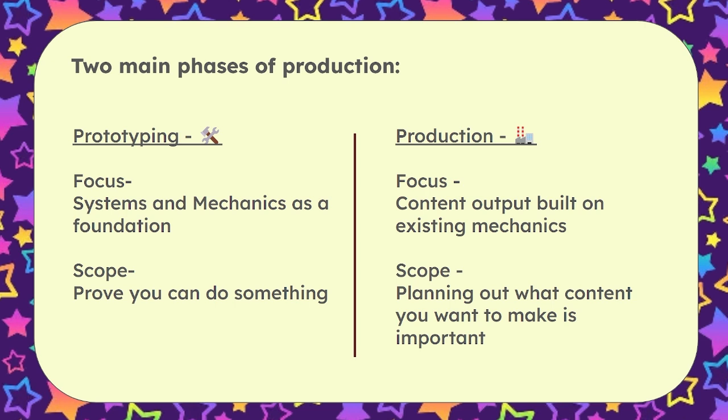And I want to talk about the two main parts of production and where your focus should be. So for prototyping, you should focus on systems and mechanics as a foundation for everything else. This happens oftentimes in group projects and game jams. People will jump to things that they're not ready for, right? You can't put art in a game that doesn't exist, if that makes sense.